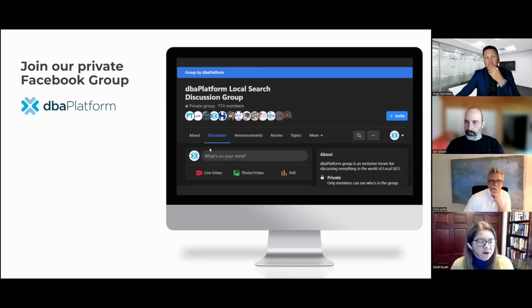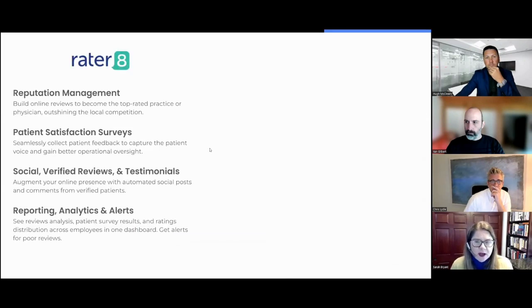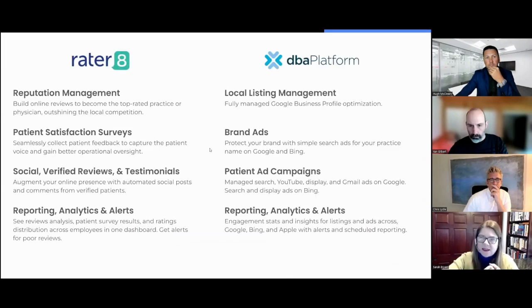And then we have a little bit of a summary on the Raider 8 and dbaPlatform, how we hand in hand can help with this idea of reputation SEO. Reputation is going to have people choose you, but the SEO portion is being a choice in front of the consumer to begin with, right? And you need both pieces. You need to be there when the consumer is asking the question, and then they need to choose you based on having a great reputation.